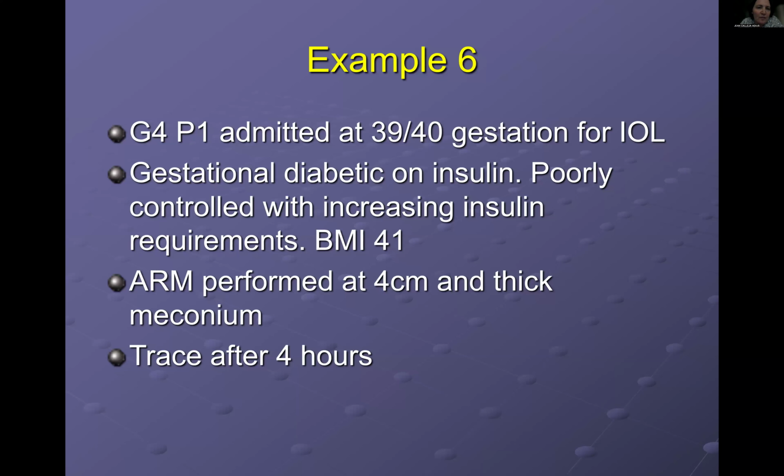And in spite of that, the glucose levels were poorly controlled, in spite of increasing insulin requirements, because she's very obese, right? Which of course was not helping her diabetes. She had an ARM, and once she was 4 centimeters, thick meconium was there. So they decided to let her continue the delivery, and they did a trace after 4 hours of doing the ARM.